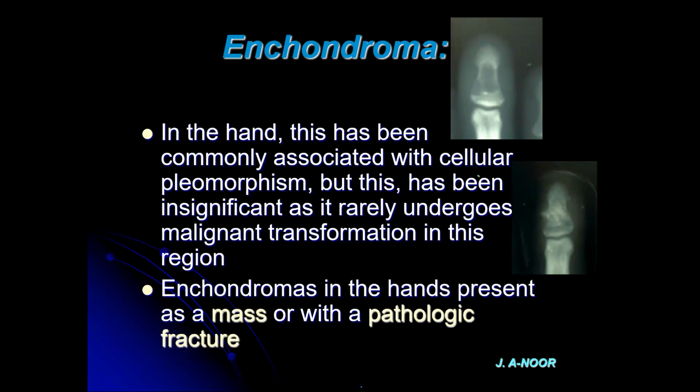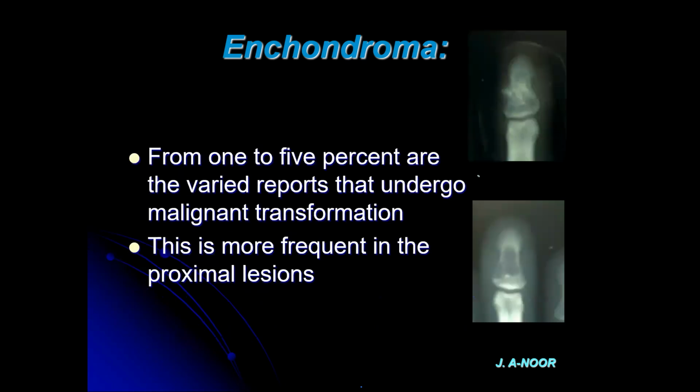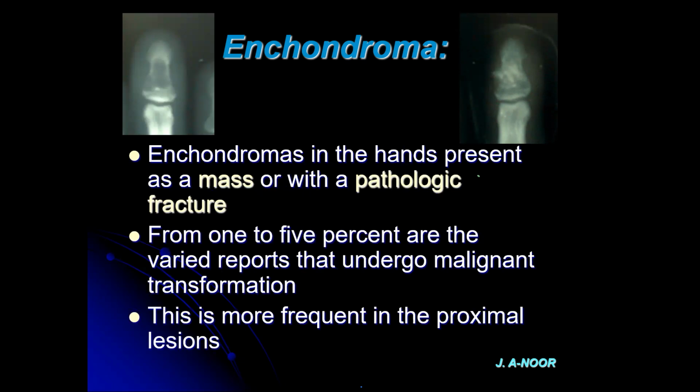In the hand, this has been commonly associated with cellular pleomorphism, but this has been insignificant as it rarely undergoes malignant transformation in this region. Enchondromas in the hands present as a mass or with a pathologic fracture. From 1 to 5% are the varied reports that undergo malignant transformation. This is more frequent in the proximal lesions. So you have to pay attention to what I said.